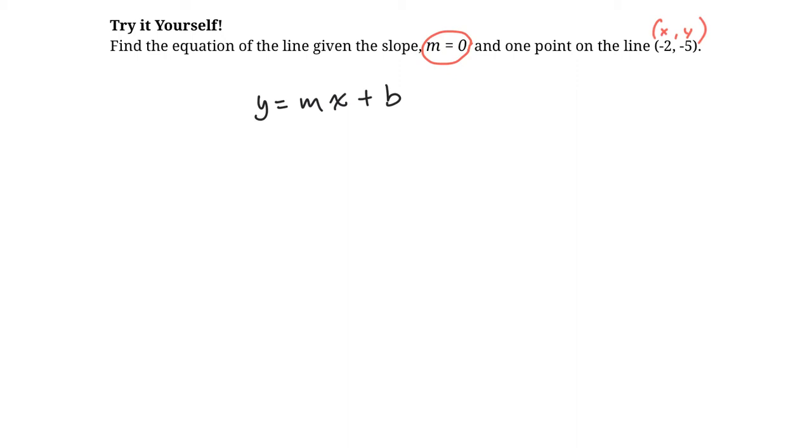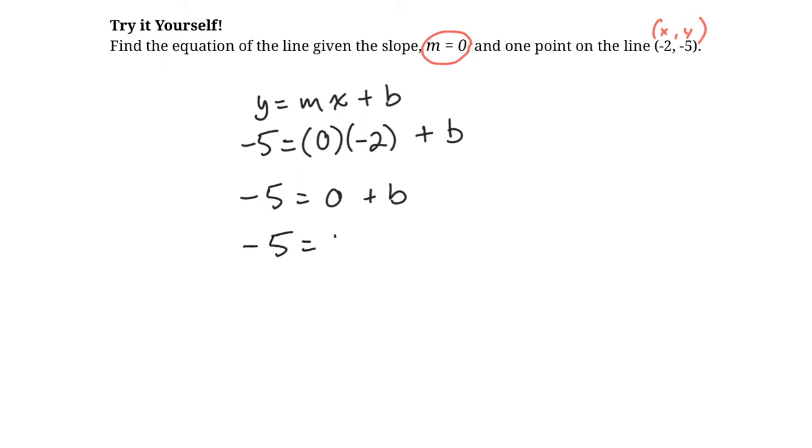So y is negative 5. M, our slope, is 0. I'll put that in brackets because it's being multiplied by x, and x is negative 2. And we leave that plus b there. 0 times negative 2 is just 0 because anything multiplied by 0 is just 0. So we're going to be left with negative 5 equals 0 plus b, and we don't need that 0 there. So b is really just equal to negative 5.